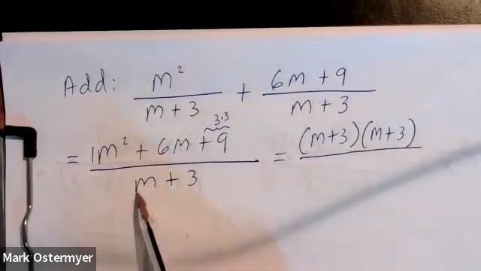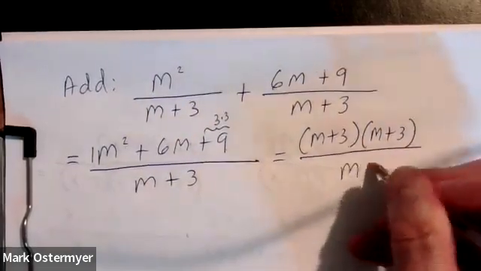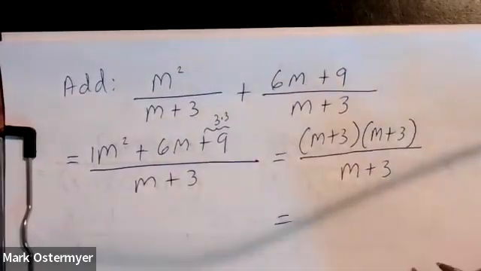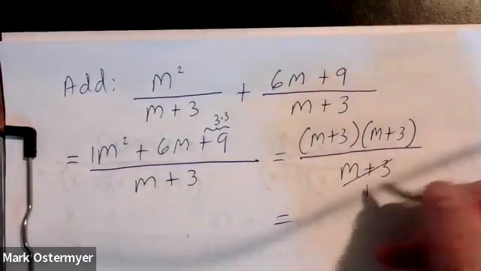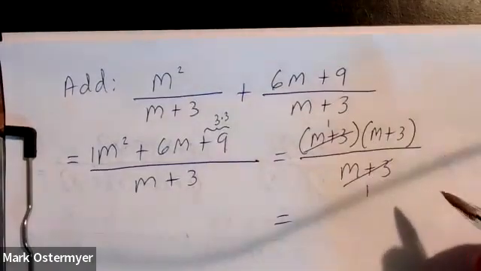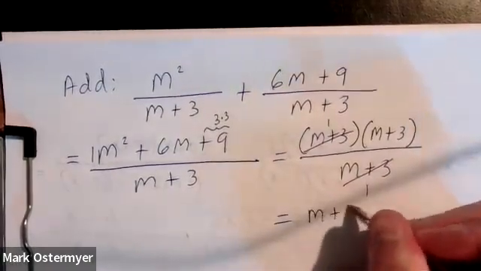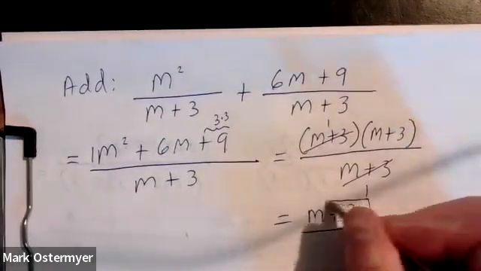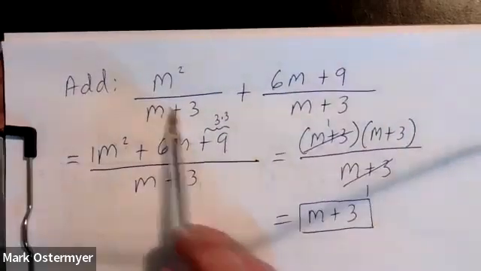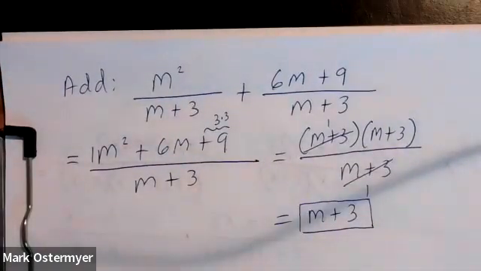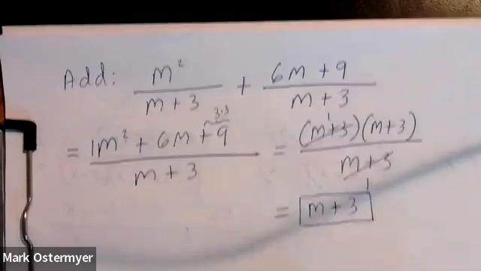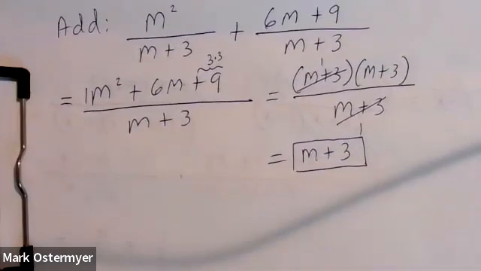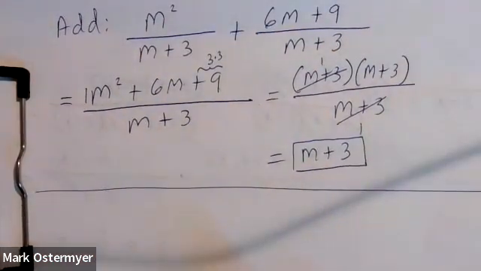Okay. Downstairs, m plus 3 is factored completely. Nothing you can do with that. And the only other thing that remains now is dropping out one of these m plus 3 factors here. And we're left with the final answer of m plus 3. That would be your reduced sum of these two rational expressions. That was a pretty simple problem because we already had a common denominator. Okay. Pretty easy go of things there.